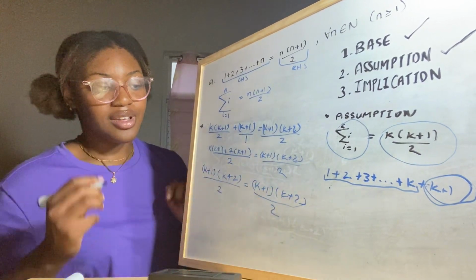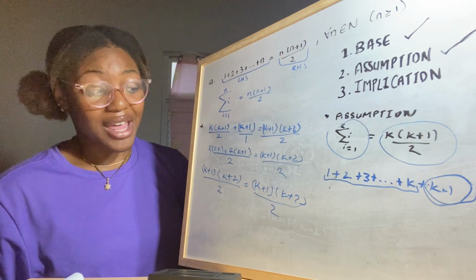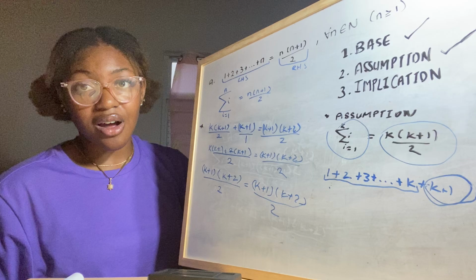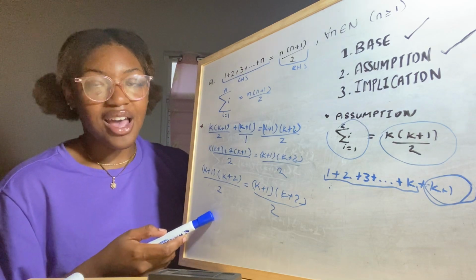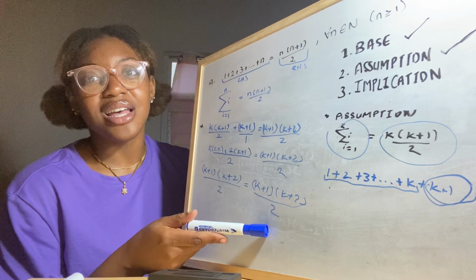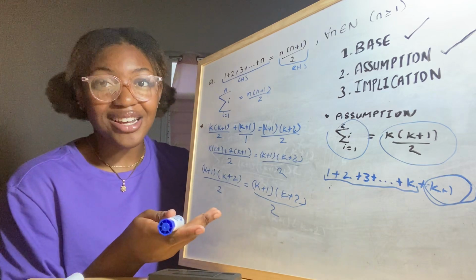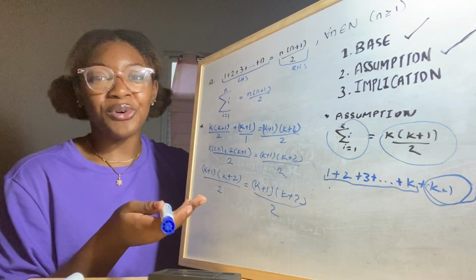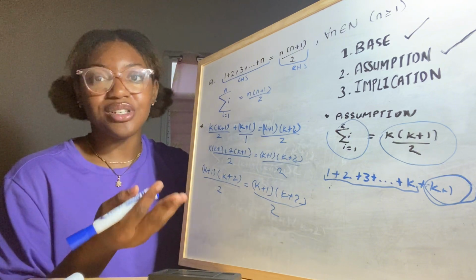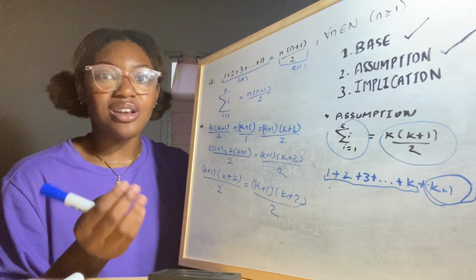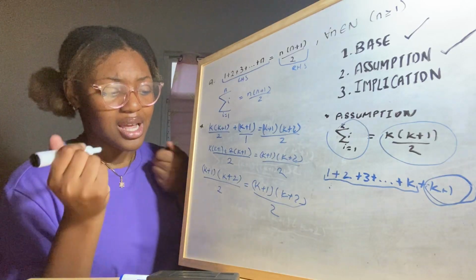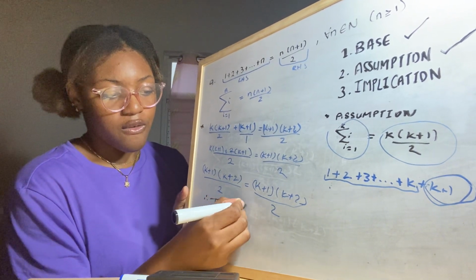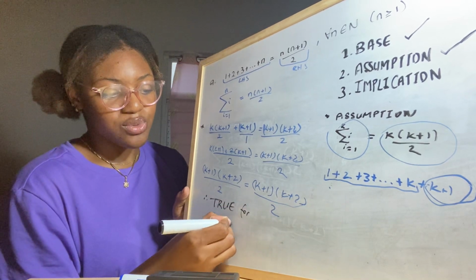All over 2. So if you notice right here, we'll have k plus 1 times k plus 2, all over 2 on our left hand side, and that's the exact same thing we have on our right hand side. Therefore, the left hand side is equal to the right hand side, and we basically showed that the statement is true for n equal to k plus 1. So we can just make a general note that it's therefore true for n equal k plus 1.